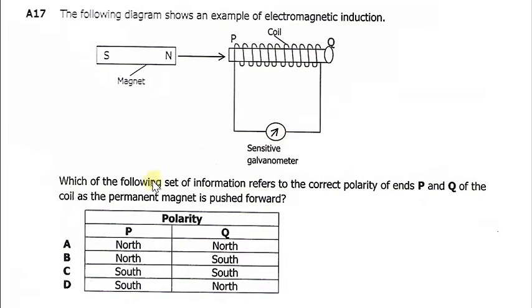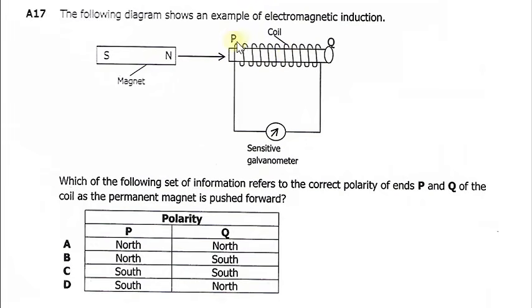Then we are asked which of the following sets of information refers to the correct polarity of ends P and Q of the coil as the permanent magnet is pushed forward. Okay, when you push a magnet forward, the coil also becomes magnetized and becomes a magnet.